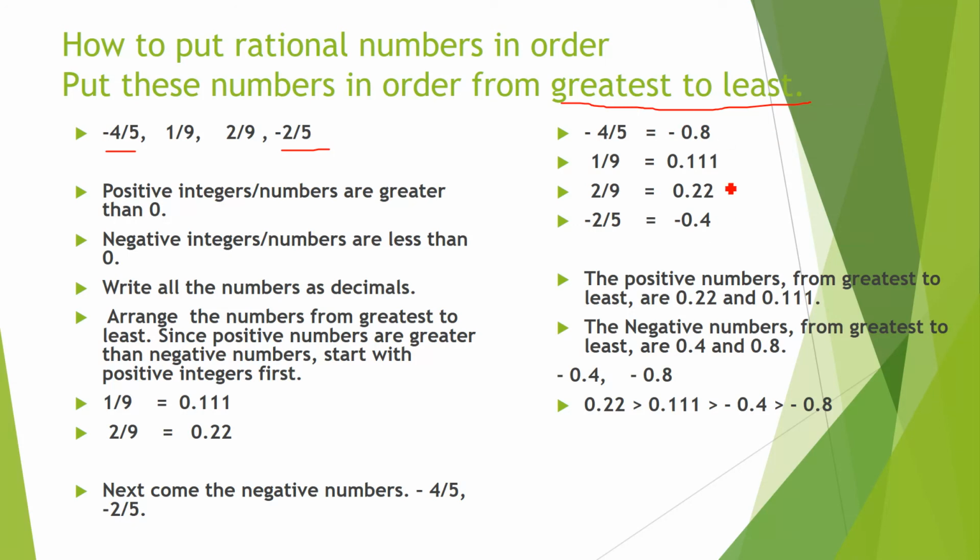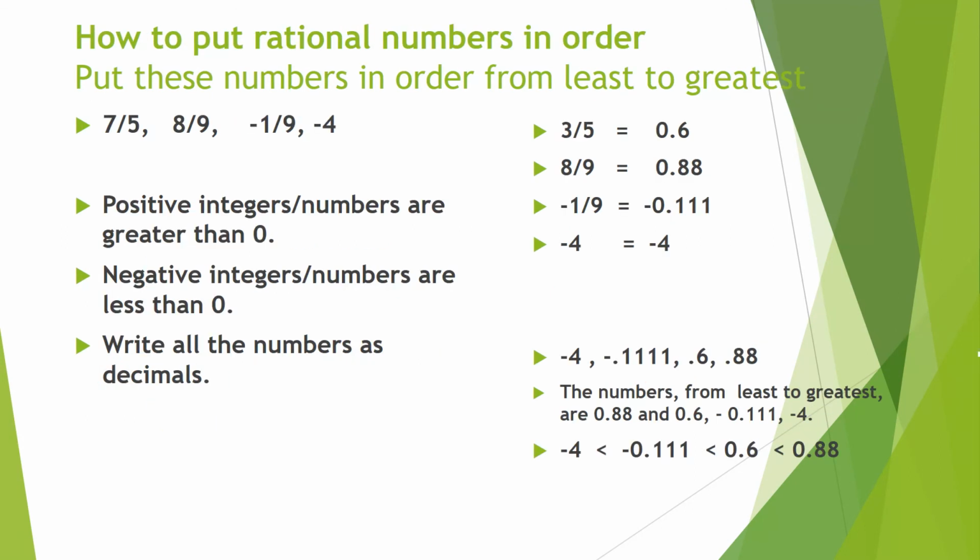So among these four, now you have to arrange from greatest. 0.22 is the greatest, and then 0.111, and then minus 0.4 and minus 0.8, right? This is very important: minus 0.4 is greater than minus 0.8. This is negative, this is negative. So among negatives, if you have negative 0.4 and negative 0.8, negative 0.4 is greater.